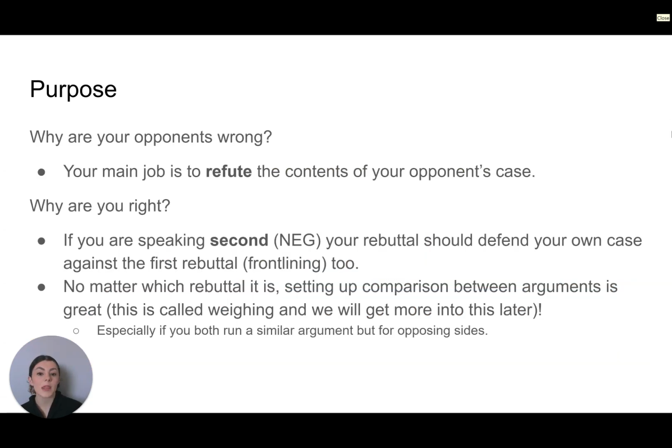All right, so what is the purpose of a rebuttal, or what is a rebuttal? A rebuttal aims to refute the contents of your opponent's case. So pretty much, why are you right and why are they wrong? The way your rebuttal speech looks, however, is dependent on if you're on the affirmative side or the negative side.